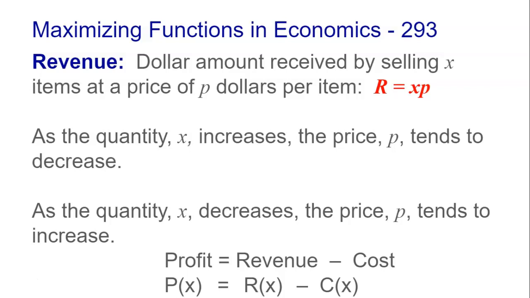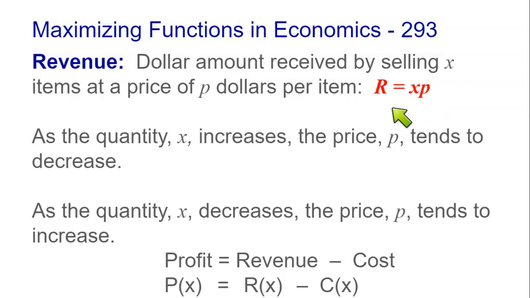So now let's look at maximizing functions in economics. We talk about profit and revenue. You have a little tiny space where you can write this down at the very top of page 293. The dollar amount received by selling X items at a price of P is called revenue. And that revenue can be modeled by this function here, where X is the number of items you sell and P is the price for those items.